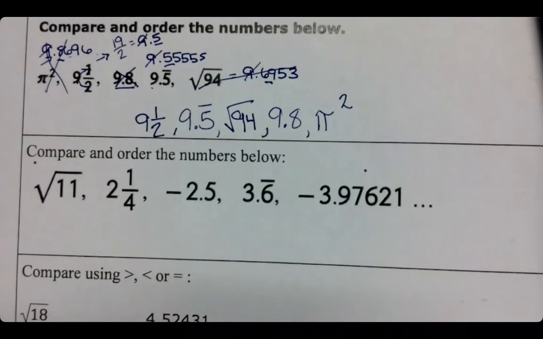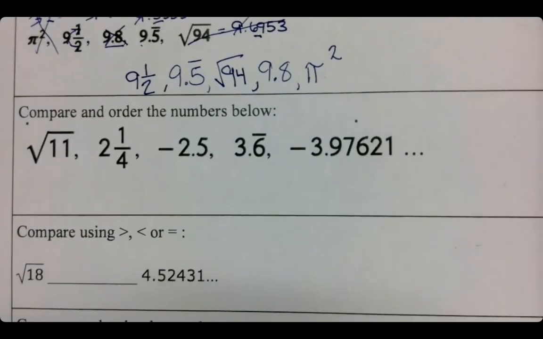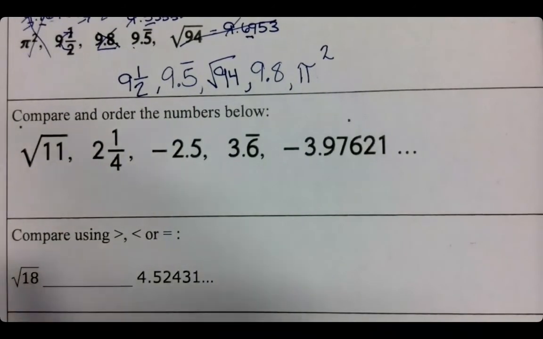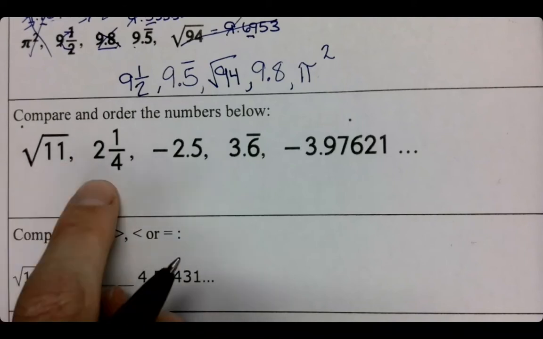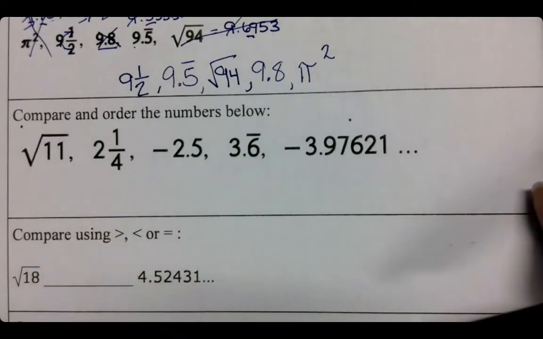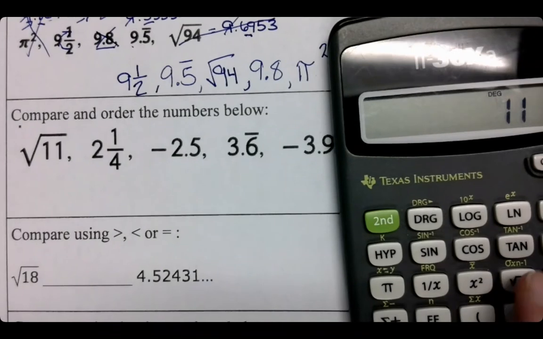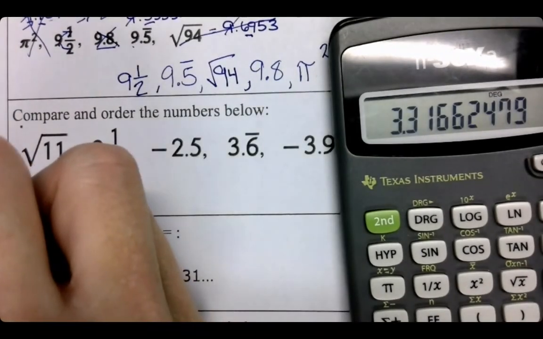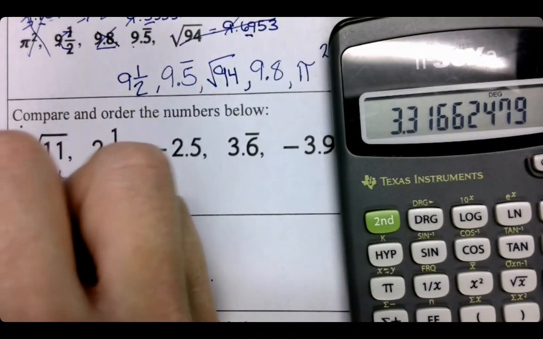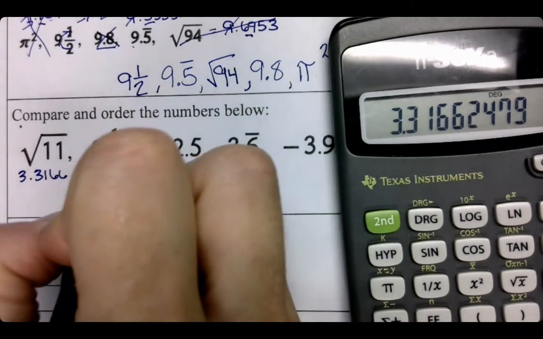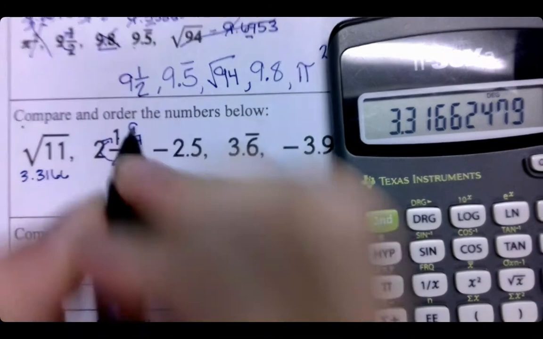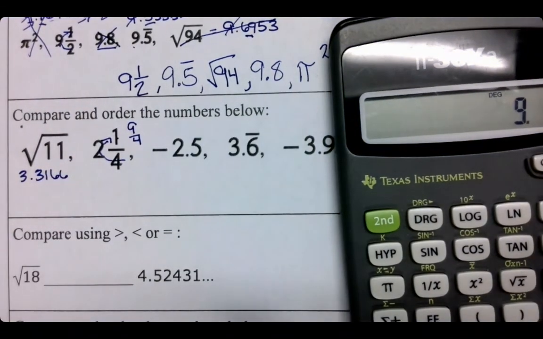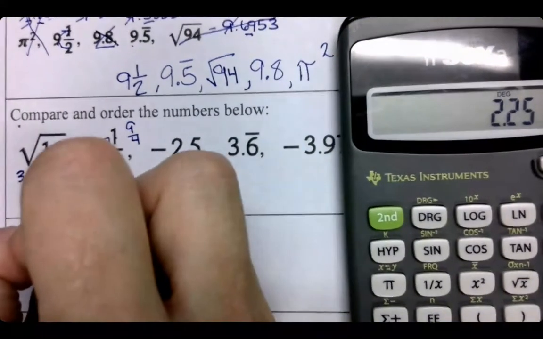Okay? So what I want you to do is pause the video, get these two written as just decimals, right? As regular decimals, and then come back. Welcome back. We should have had 3.3166, and then this would have been 4 times 2 is 8, plus 1 is 9 over 4. When I divide 9 divided by 4, I get 2.25.